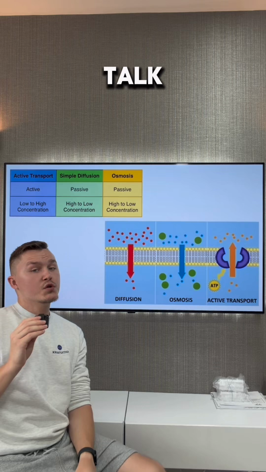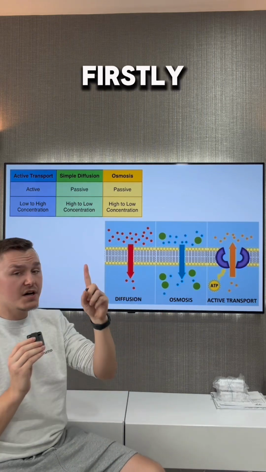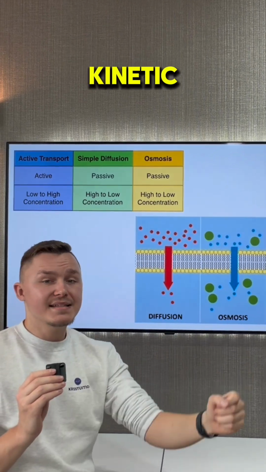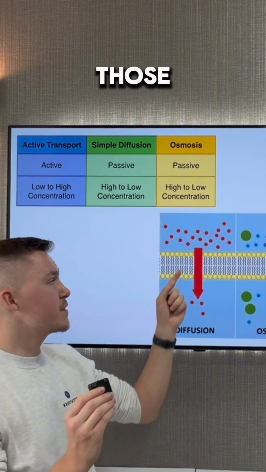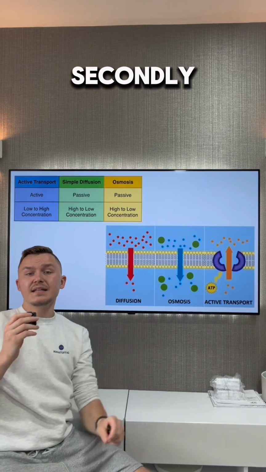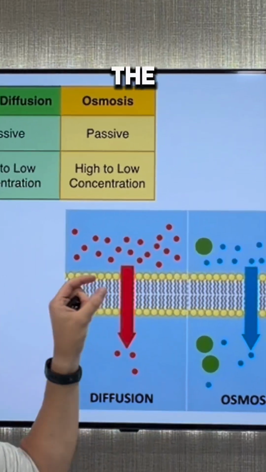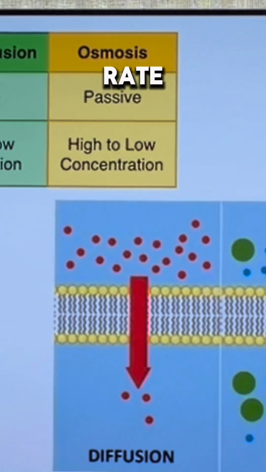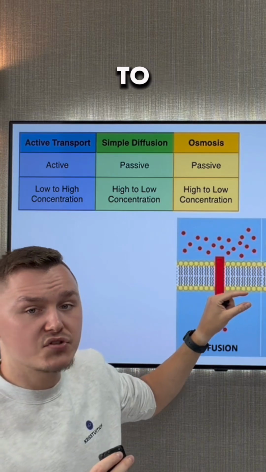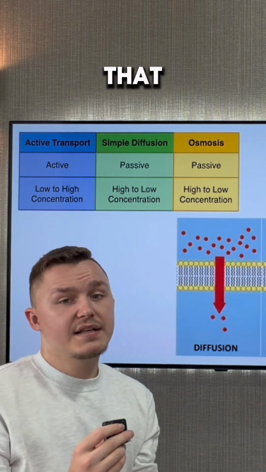You also need to be able to talk about the factors affecting diffusion. Firstly, temperature. The higher the temperature, the more kinetic energy, the more movement energy those particles have, the more likely they are to diffuse across. Secondly, diffusion distance. The shorter the diffusion distance, the greater the rate of diffusion, because the less the distance that the particles have to travel, the faster they can travel that distance.